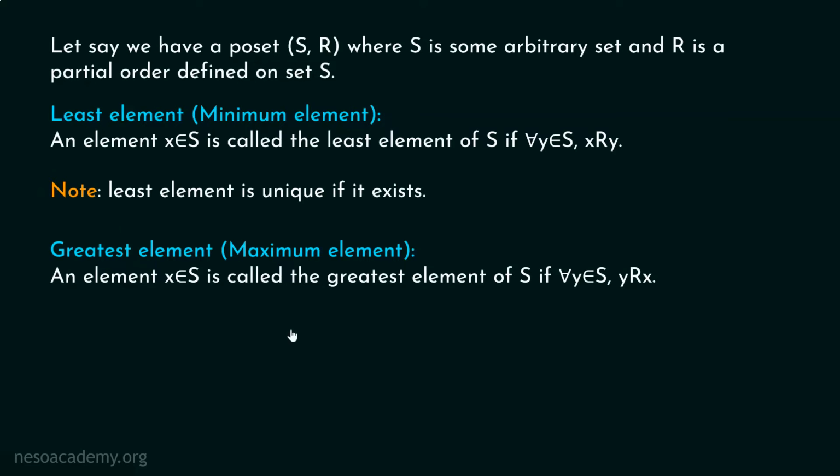Here X is called the greatest element of S if for all Y belonging to S, Y is related to X. That means every element must be related to X if we consider X as the greatest element. Please note that greatest element is unique if it exists. Again, least element and greatest element both must be unique.